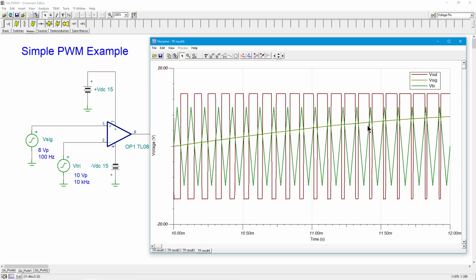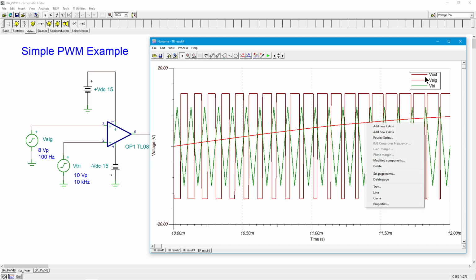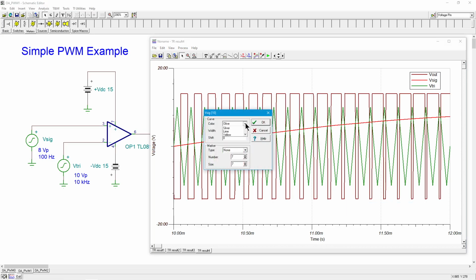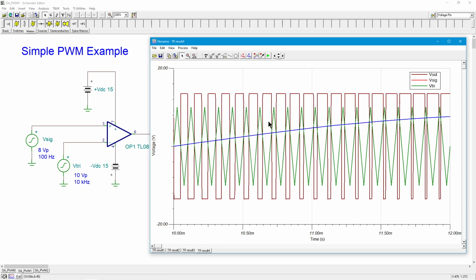So here's our legend, and just to make this a little bit easier, I'm going to change the color. This is our signal, VSig, the input. So let's make this a really different color, like maybe blue. Okay, oh, that looks so much better. All right, now compare the blue and this triangle wave, green.